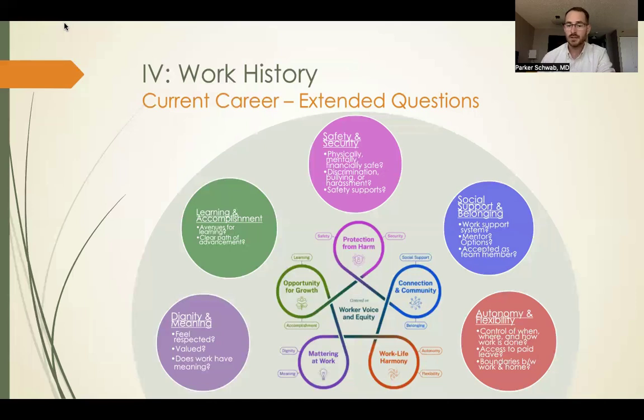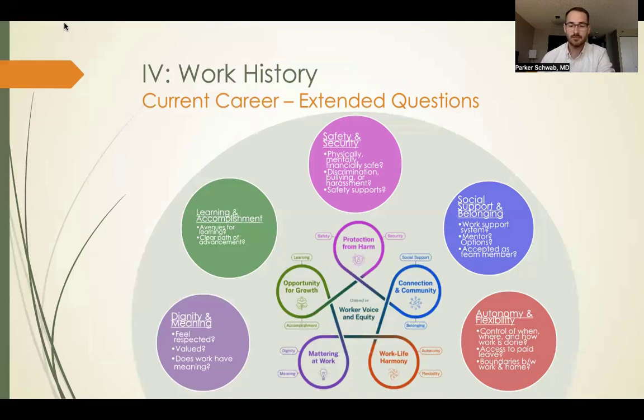For connection and community, which is the blue section, you really want to ask if they have a strong support system at work, what it's like, and who they can go to if they're having a hard time. Do they have a mentor? If they don't have a mentor, what are the options? Which also plays into the opportunities for growth. And an important thing to also ask is if they feel accepted as part of the team, because we know that isolation and loneliness can lead to a lot of depressive disorders. If they don't feel like they have a strong support network, that might be a strong source of feelings of isolation and loneliness.